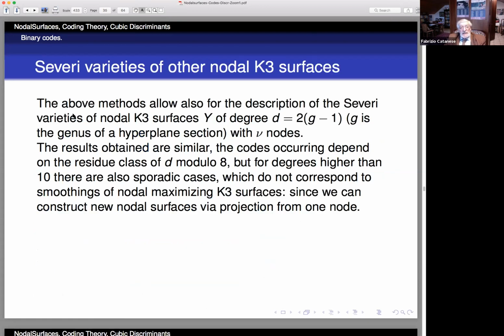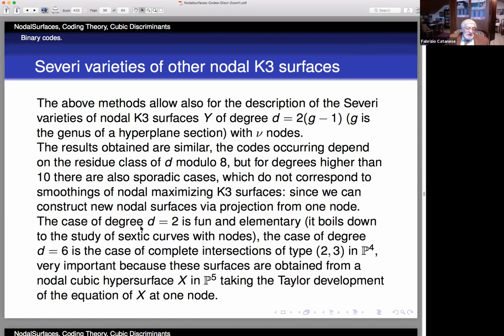What is interesting is that the above methods also allow the description of Severi varieties of nodal K3 surfaces for all degrees. The results are similar. Of course, all the codes depend on the residue class of D modulo 8, but for degrees higher than 10, there are some sporadic cases. It is not true that they are all obtained as smoothings of nodal maximizing K3 surfaces, because in higher dimension we can apply the theorem of Saint-Donat, and we can construct new nodal surfaces projecting from one node.